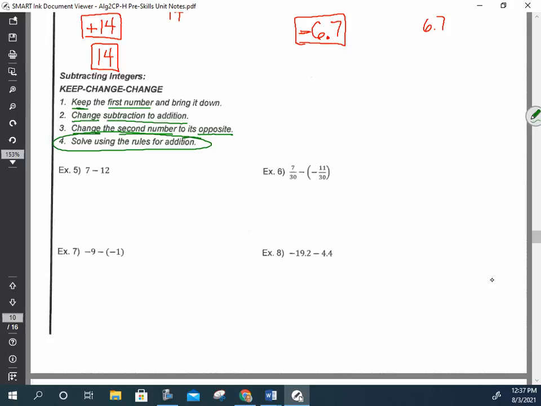So example 5, 7 minus 12. You would keep the first number, change subtraction to addition, and then change the second number to its opposite. The opposite of positive 12 would be negative 12. Once you rewrite it, then you solve it. So 7 plus negative 12, you have a positive plus a negative. 12 minus 7 is 5. 12 is the bigger number, so negative 5.